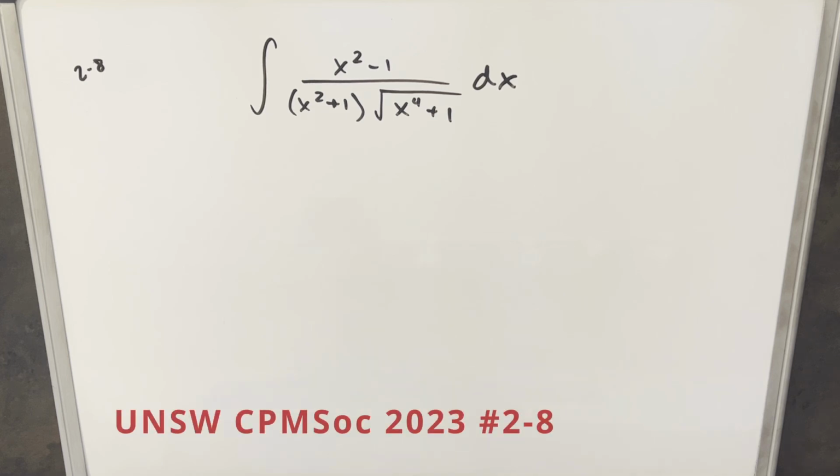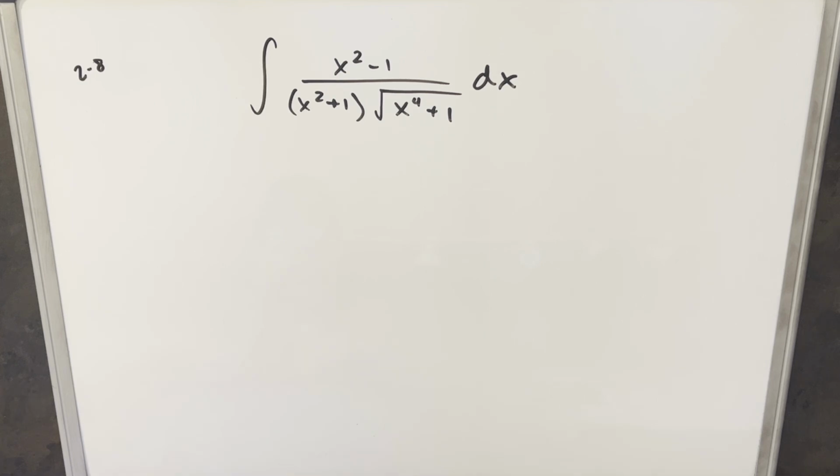Okay, we have here today another interesting integral from the UNSW Integration Bee CPMS 2023 Round 2 Problem 8. We have the integral of (x squared minus 1) over (x squared plus 1) times the square root of (x to the fourth plus 1) dx. At first this one was really hard to deal with because there's no apparent u substitution.